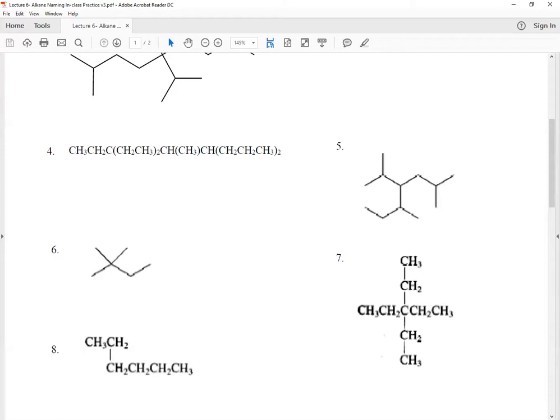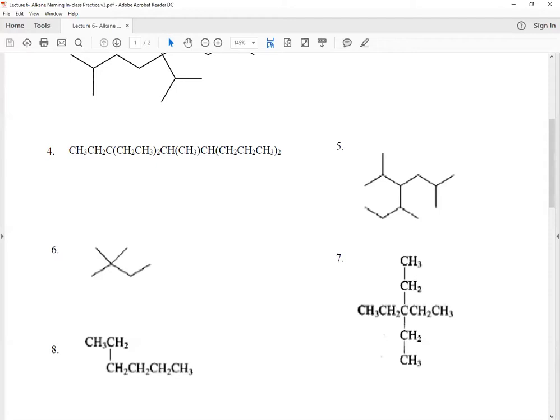Does that make sense? Because we're in such close proximity, let's use a different color here. So 1, 2, 3, 4, 5, 6, 7, 8, or 1, 2, 3, 4, 5, 6, 7, 8. Either way, it doesn't matter. Which way is going to get me to my first substituent first? Counting from the left or counting from the right? Right. 1, 2, 3 versus 1, 2, 3, 4. So 1, 2, 3, 4, 5. Now you can go up or you can go down, it doesn't really matter. 6, 7, 8.